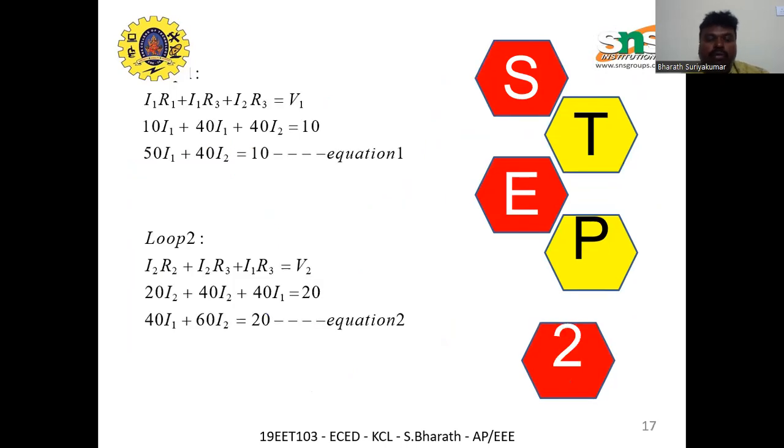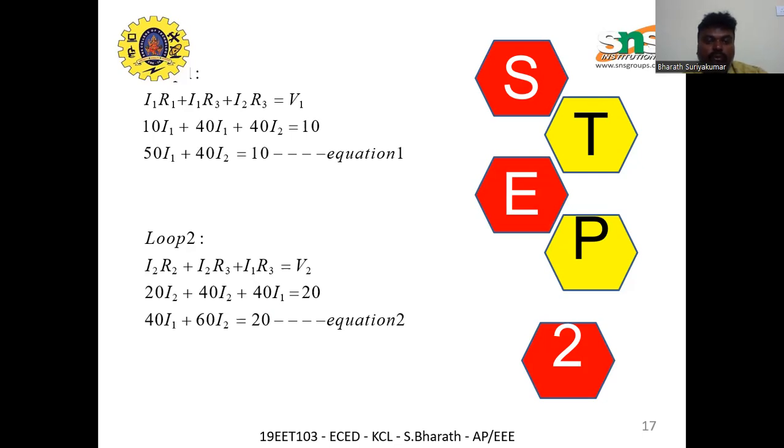What is step 2? Based on step 1, we are going to form two equations. For the first loop, I1R1 plus I1R3 plus I2R3 is equal to V1. We have the values of R, so 10I1 plus 40I1 plus 40I2 equals 10. This equation can be written as 50I1 plus 40I2 equals 10. This will be the first equation.